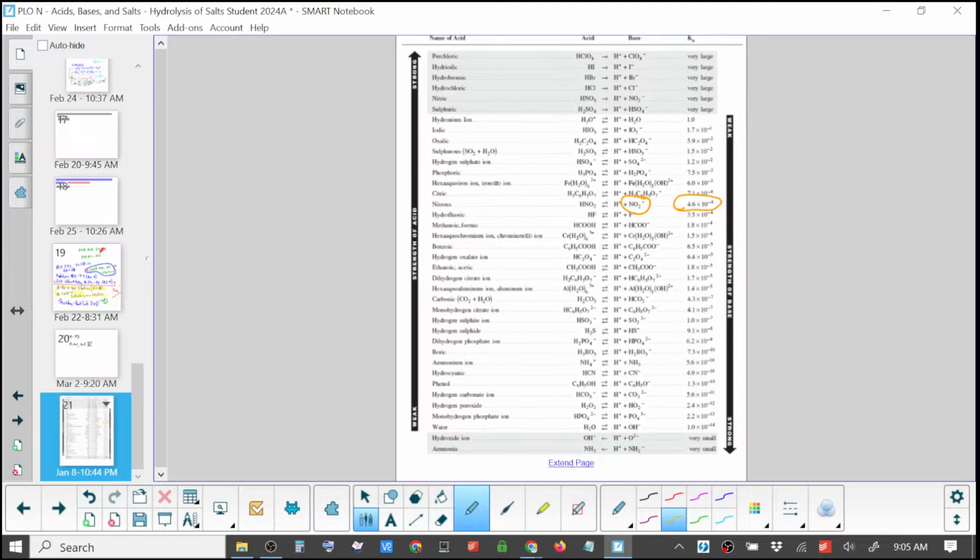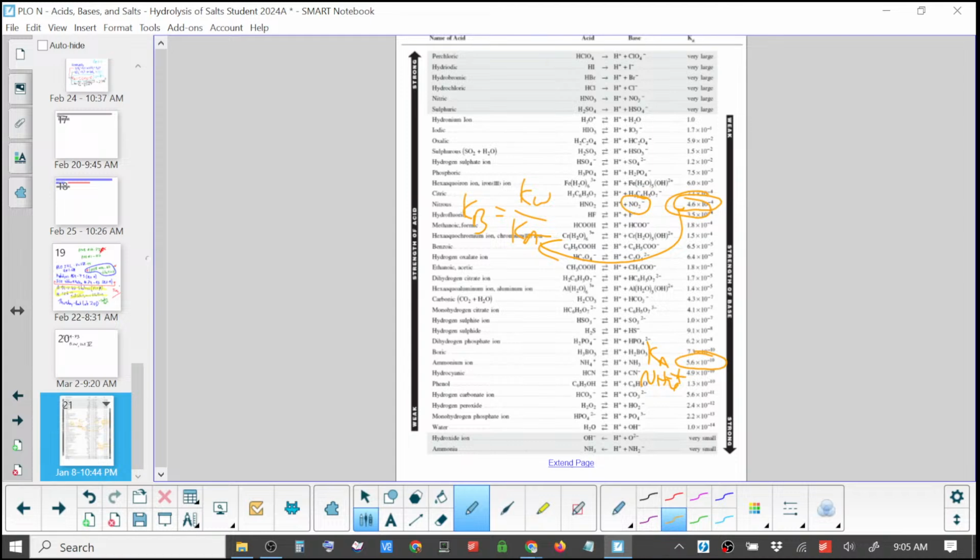5.6 times 10 to the negative 10, because that's the one for NH4. Yeah, NH4. So there's the Ka for NH4 plus, and then the Kb is the Kw over the Ka. Oh, I see, that's why you need that one in there.